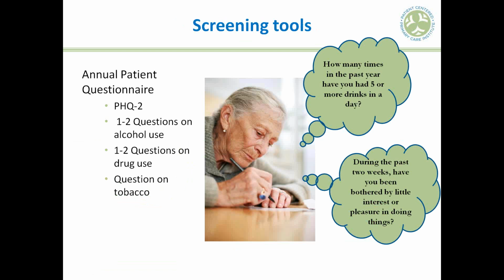So here's another kind of overview of what some of those questions can be like on that annual screening tool. How many times in the past year have you had 5 or more drinks in one day? Or during the past 2 weeks, have you been bothered by little interest or pleasure in doing things?